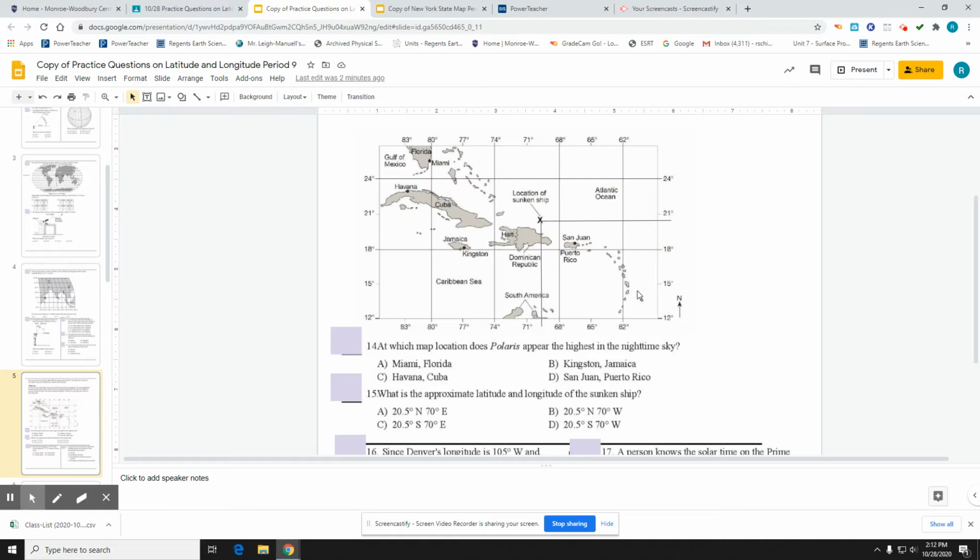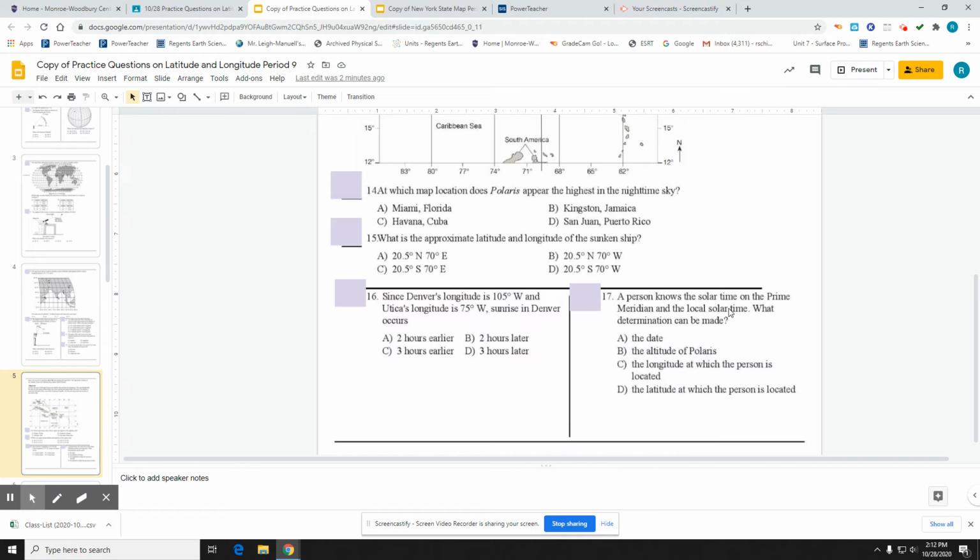Are we in the eastern or the western hemisphere? Well, since the numbers are going up as we go to the left, it means we're in the western hemisphere. The prime meridian is out here in the Atlantic Ocean, across the Atlantic Ocean, of course, going through England. So we're in the western hemisphere. So putting everything together, we get letter B for this, 20.5 degrees north, 70 degrees west.